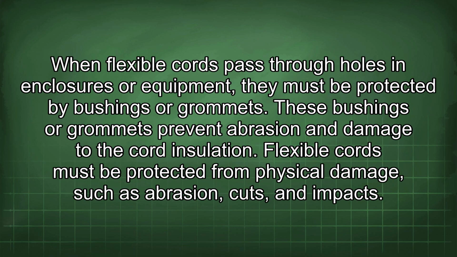When flexible cords pass through holes in enclosures or equipment, they must be protected by bushings or grommets. These bushings or grommets prevent abrasion and damage to the cord insulation. Flexible cords must be protected from physical damage such as abrasion, cuts, and impact.